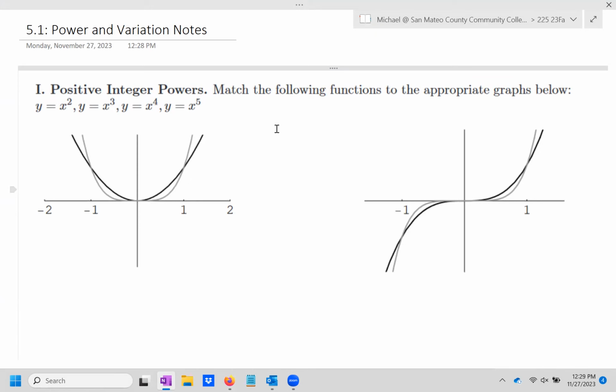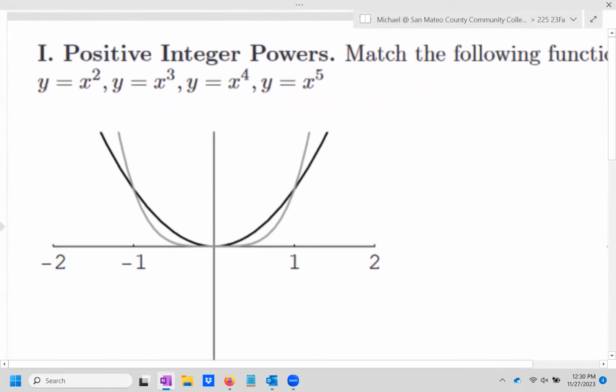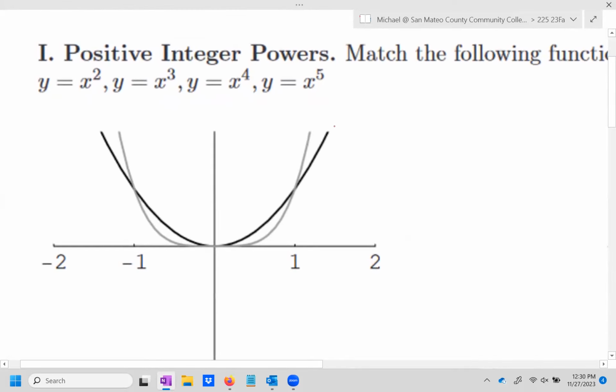Someone tell me what they did, what they thought. Where does x squared go? What do you think, Helen? Did you do it yet? Just do it now. The darker one on the thing. Okay, so Helen says this is the darker one. Do we agree with that? Yeah. Why is that?